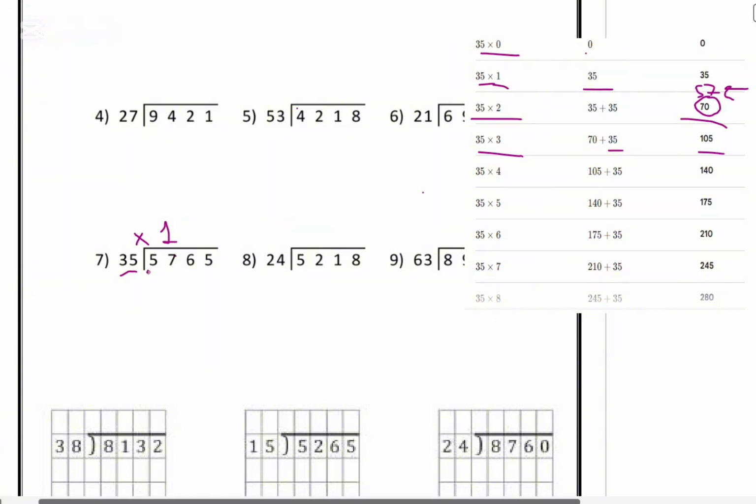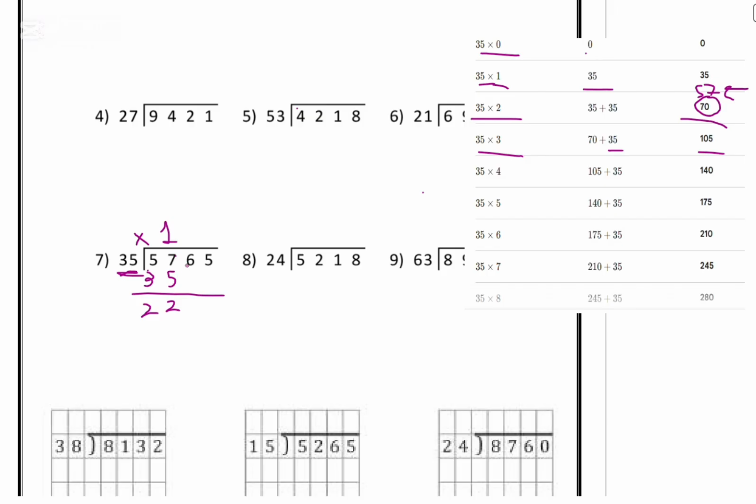1 times 35, guys, it's going to be 35. Good job. And now the next step, we subtract. So 7 minus 5, we start with the ones place in our subtraction, right? 7 minus 5 is going to be 2, and 5 minus 3 is going to be 2 also. Okay, now we got a number, which is 22.